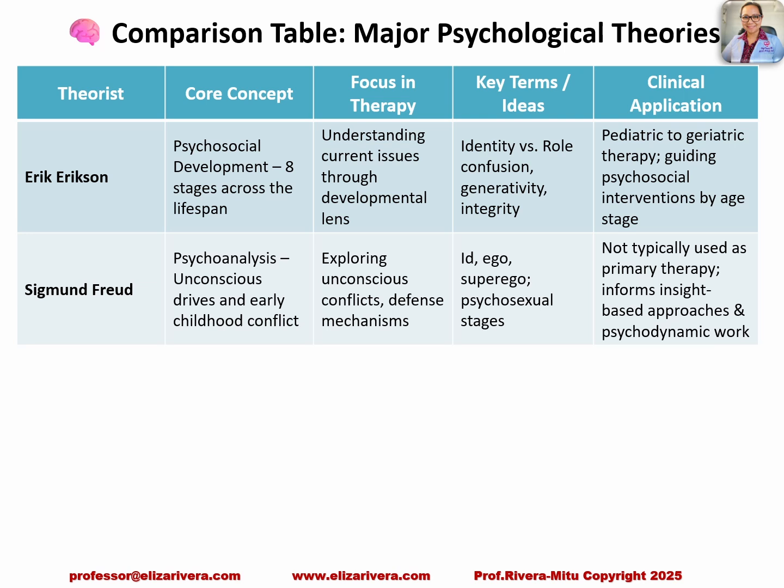This table is a comparison of the theory of Erikson versus Freud. As you can see in the core concept, Erikson focuses on the 8 stages of psychosocial development across the lifespan. And the focus of his therapy is understanding current issues through the developmental lens. Examples are identity versus role confusion, generativity versus stagnation, and integrity versus despair. In the clinical setting, this is applied through pediatric to geriatric therapy and guiding psychosocial interventions by age stage.